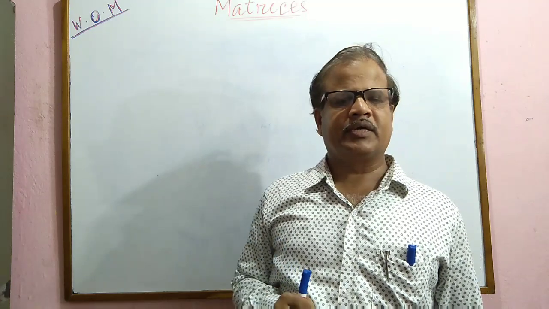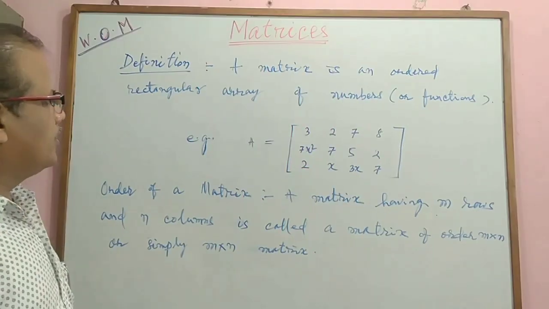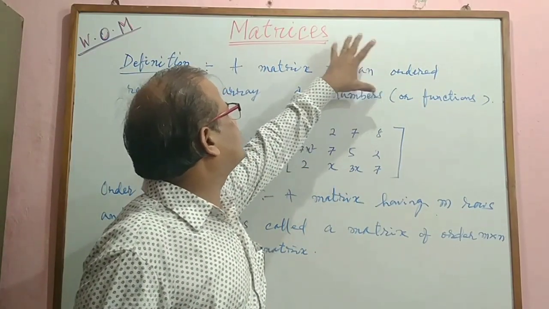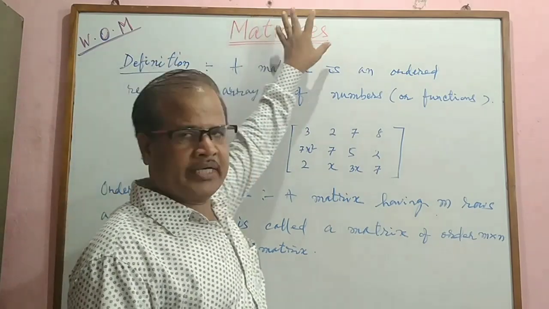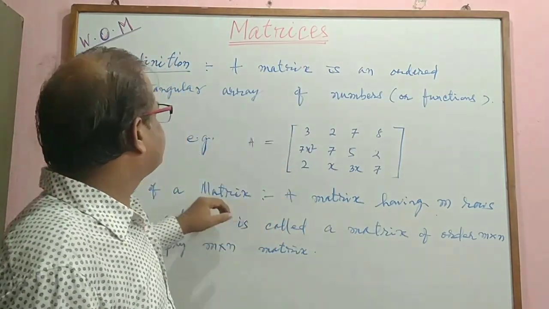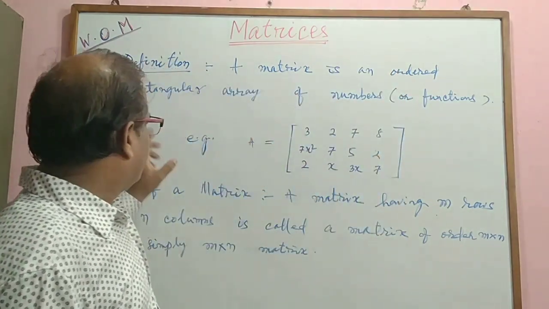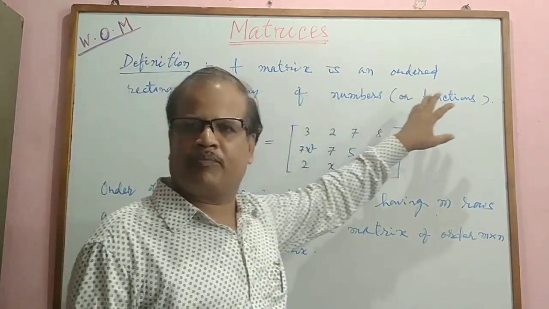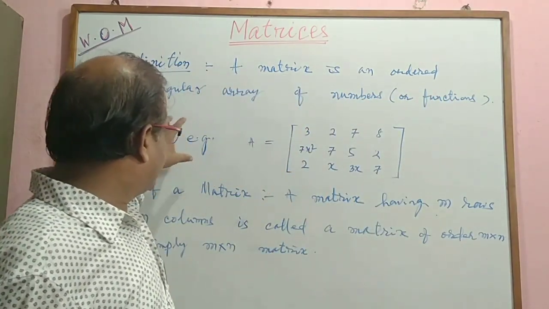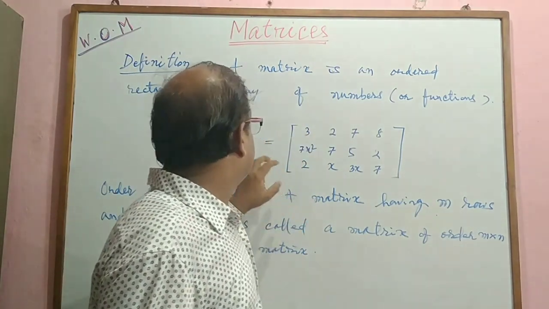In this series, at first we are going to discuss matrices. Yes, we are going to discuss the chapter matrix. By the definition, a matrix is an ordered rectangular array of numbers or functions. For example, here A is a matrix.